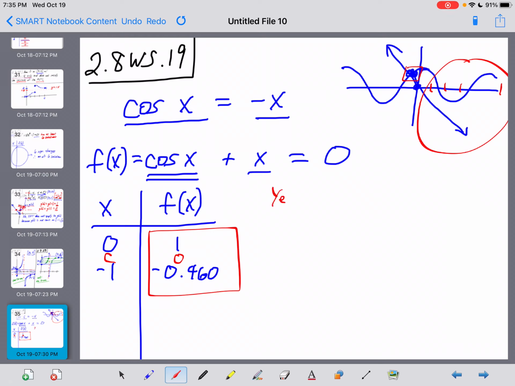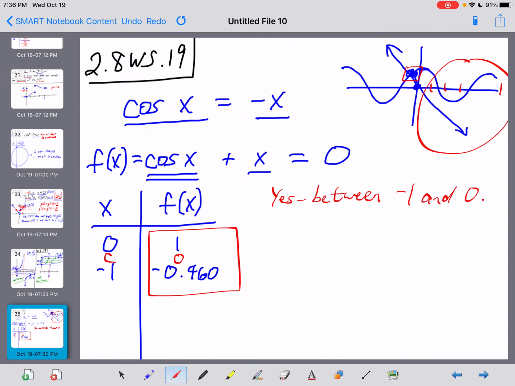So our answer here would be yes, and our value here is going to be between 0 and negative 1. And I probably should get in the habit of doing that from least to greatest, between negative 1 and 0. That's the interval now that we know this exists on. But now, let me go further with this. Use the bisection method to keep narrowing that down.